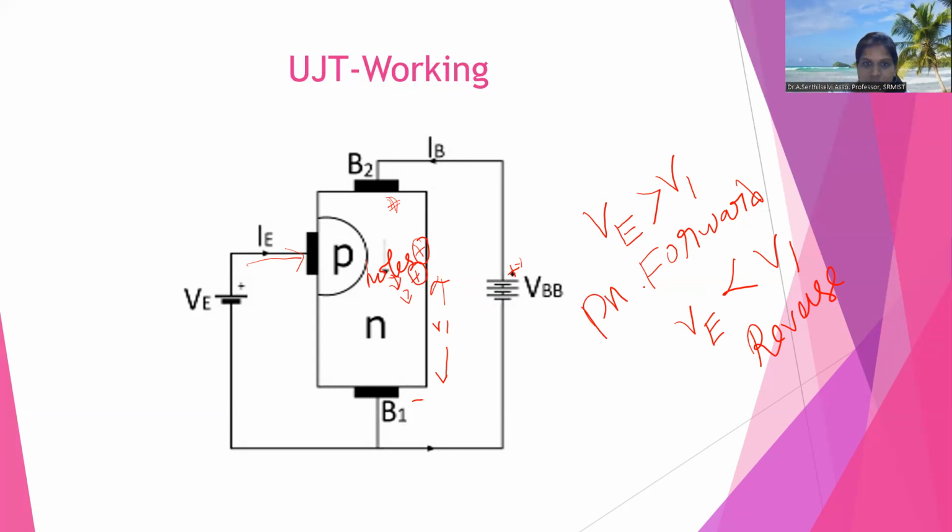So there is an increase in current flow here because of the movement of the holes. We already know what current is: a movement of electrons or holes creates a current. Here, due to the movement of holes, there is a flow of current. That current is called IE, the emitter current. Now we will see how the characteristics look.